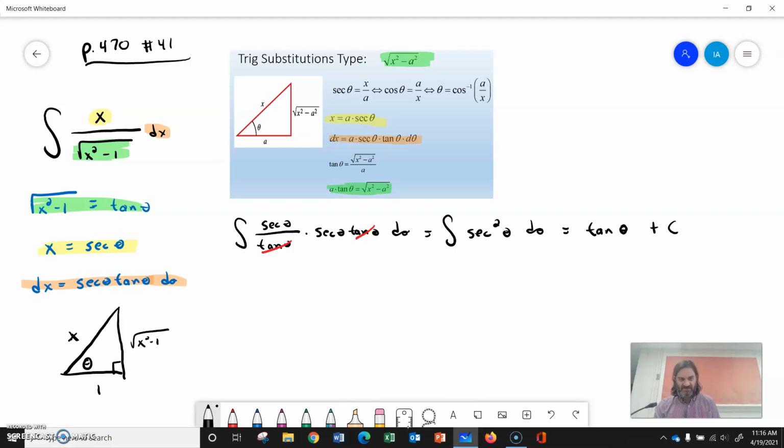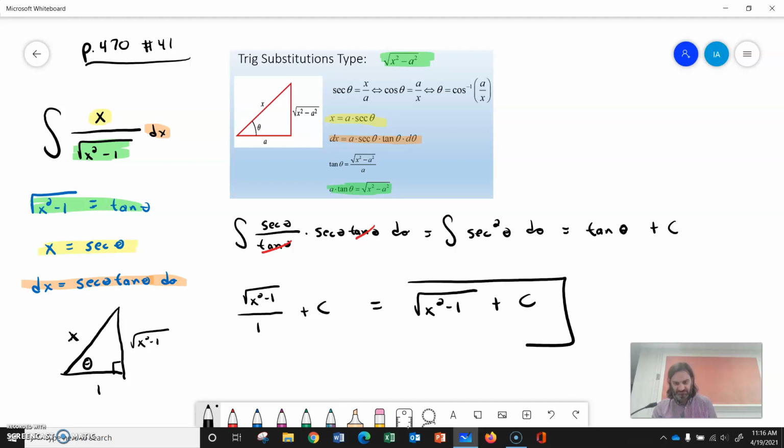But we don't want to leave it in terms of theta, so we go back to our triangle, and tangent is opposite. So that is square root of x squared minus 1 over adjacent, so that's plus 1, over 1. So tangent is square root of x squared minus 1 over 1 plus c. Of course, I don't need that 1 on the bottom, so I'll just rewrite it as square root of x squared minus 1 plus c. And there it is in terms of x. So that was not very difficult. Good job.